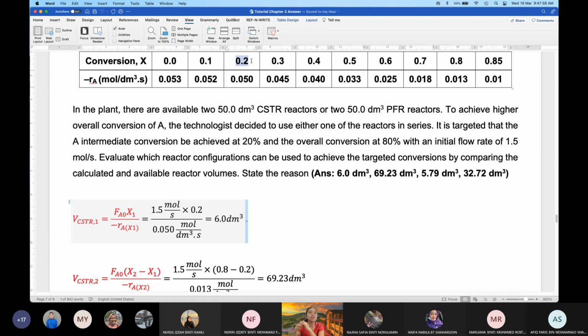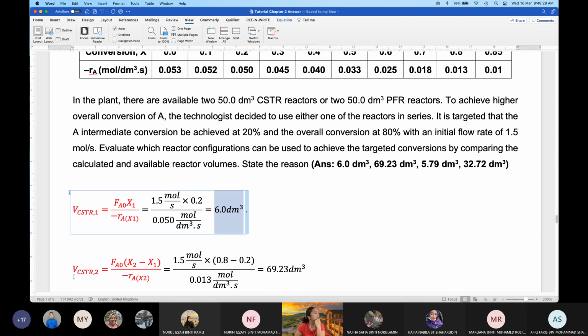Okay, that's why chapter 2 is easy. You don't need to calculate minus RA, it is given directly. You know the conversion, so you immediately know the minus RA, which is 0.050. When you calculate, the volume of the first CSTR is 6 dm cubed. In other words, you need at least 6 dm cubed of reactor volume to achieve a conversion of 0.2, or 20%. Okay, done. So we go to the next one.